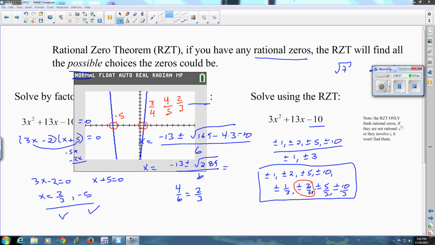Okay, so what the rational 0 theorem does for you is, sure, you can see whole numbers easy enough, but the fraction ones, those are the ones that get difficult, and that's why you need this list, so you can pick out the fraction ones.